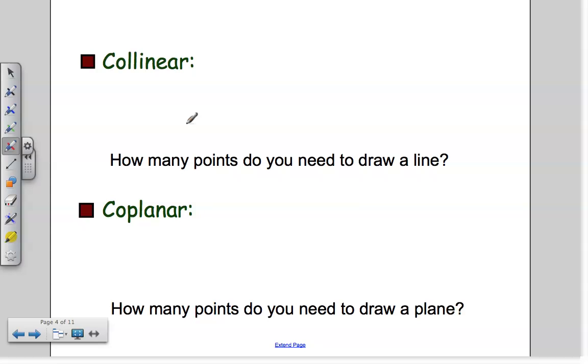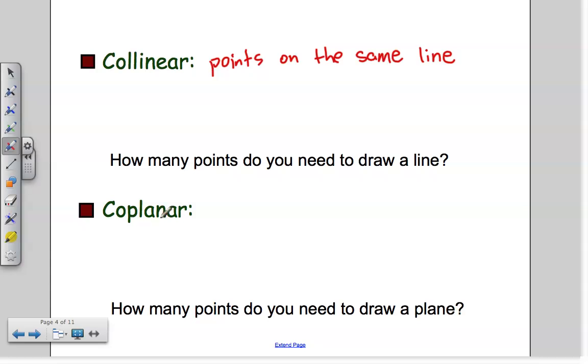2 more terms for you, collinear and coplanar. If you notice this prefix co, if you think of cooperate, it means you're working together. Anytime you see co in front of something, it generally means that something is working together, or there's some sort of cooperation involved. Now, you know from last year, linear always means line, so co meaning together and linear meaning line. Something's together on a line. And generally we're talking about points being together on the same line. Again, co meaning together, and linear, of course, meaning line, so points on the same line.